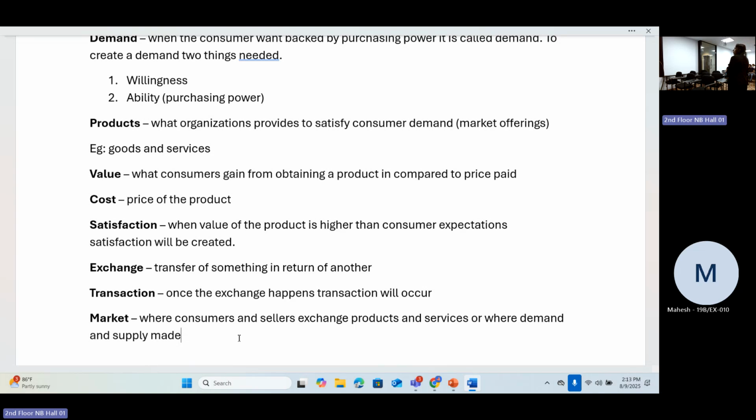Okay, then I will give you a group activity to do. That's the last part of today's session. So there are two more topics to discuss. One is the marketing management process, which I will discuss next week. Before that, we will be discussing what challenges marketing will be facing.